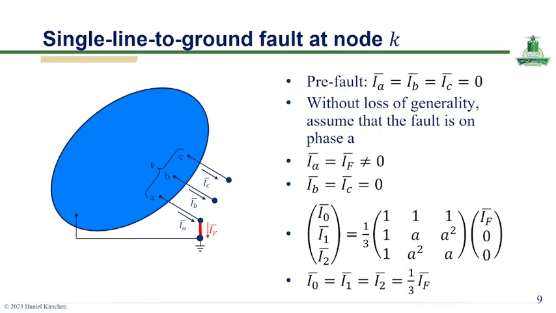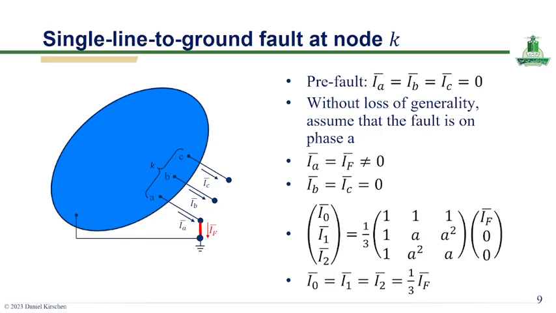This slide introduces the analysis of a single line to ground fault at node K, which is one of the most common types of unbalanced faults in power systems. Before the fault occurs, all phase currents are zero, indicating normal operating conditions with no fault present. So for simplicity and without loss of generality, the fault is assumed to occur on phase A. As a result, the current in phase A becomes equal to the fault current IF, while the currents in phases B and C remain zero.